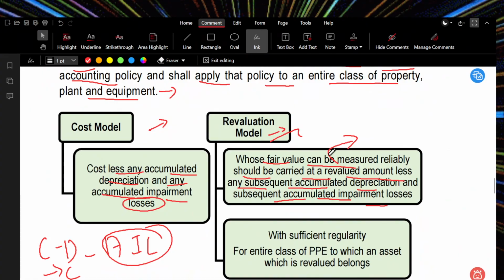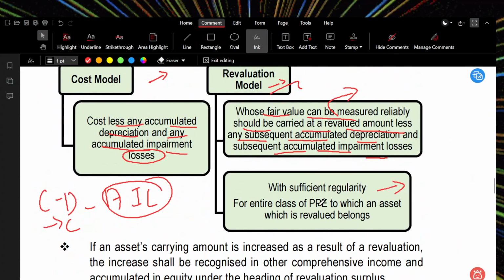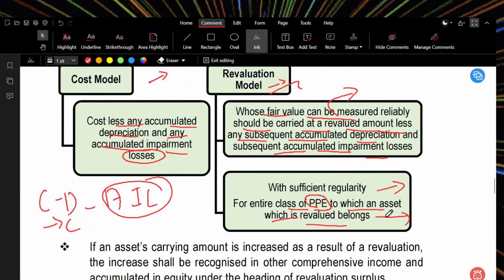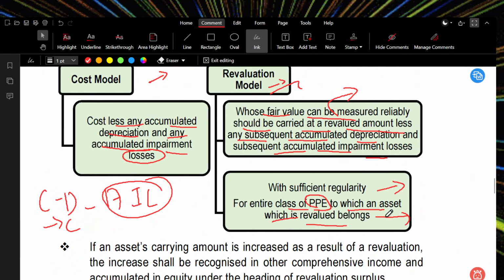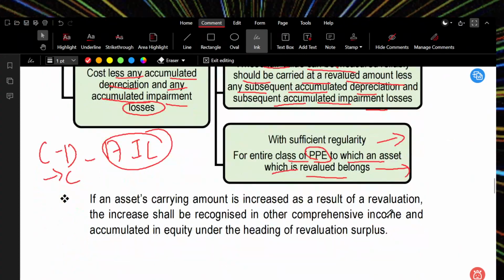So considering depreciation and impairment losses, with the market value, it will be considered with sufficient regularity for a class of PPE, plant property equipment, to which the asset to be revalued belongs. So how will it go into the revaluation model? If you revalue, where will it go? Based upon their asset and based upon the market value, based upon the uses, everything will be considered for the revaluation.